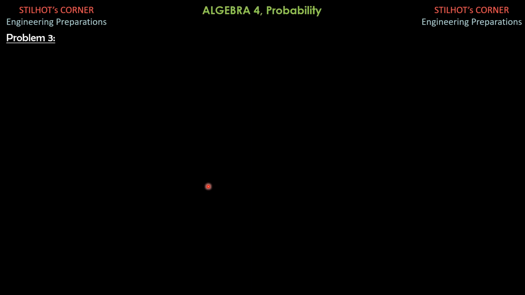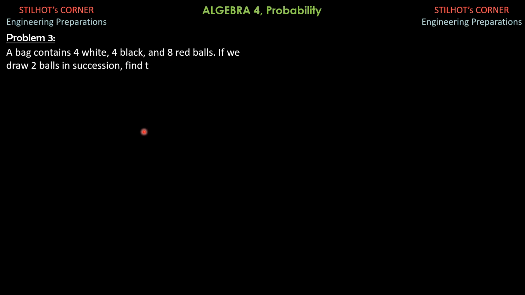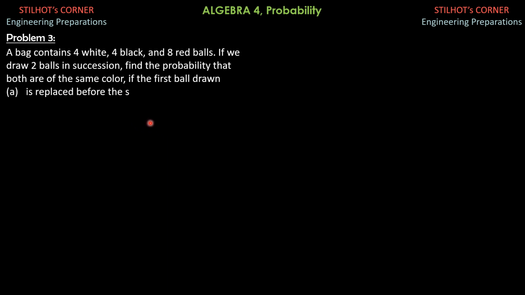Then we proceed to problem 3. A bag contains 4 white, 4 black, and 8 red balls. If we draw 2 balls in succession, find the probability that both are of the same color if the first ball drawn is A, replaced before the second ball is drawn, and B, not replaced. So in A, it is replaced, so that means it will go back to the original situation.